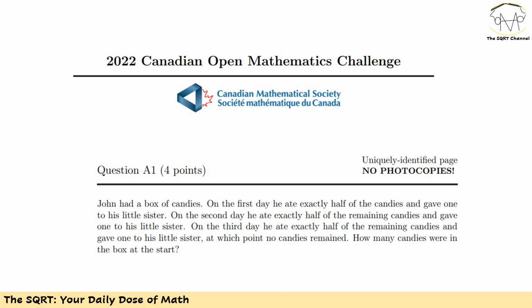On the first day he ate exactly half of the candies and gave one to his little sister. On the second day he ate exactly half of the remaining candies and gave one to his sister. On the third day, he ate exactly half of the remaining candies and gave one to his little sister, at which point no candies remained. Now the question is how many candies were in the box at the start. Let's see how we are going to solve this problem. But first, think about it and see if you get it right.